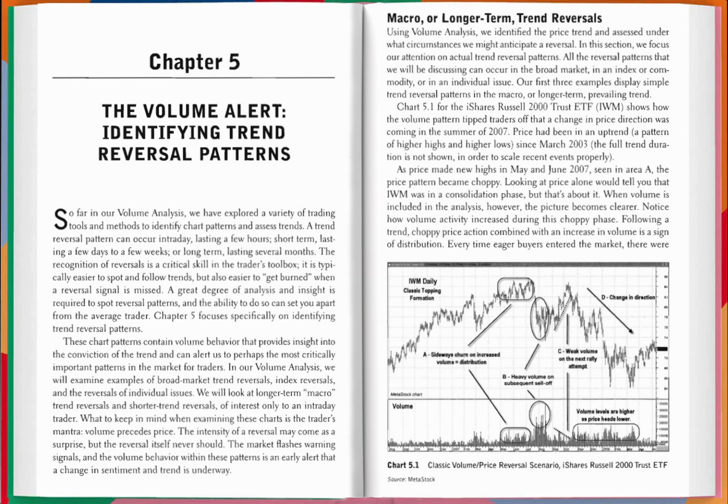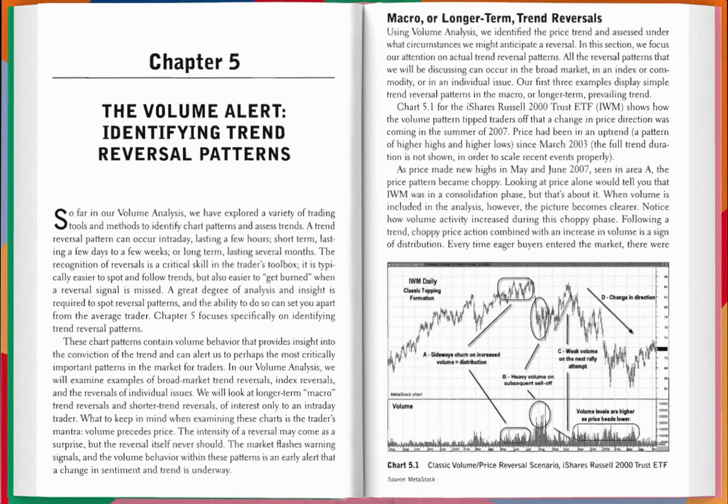Chart 5.1 for the iShares Russell 2000 Trust ETF, IWM, shows how the volume pattern tipped traders off that a change in price direction was coming in the summer of 2007. Price had been in an uptrend, a pattern of higher highs and higher lows since March 2003. The full trend duration is not shown in order to scale recent events properly.